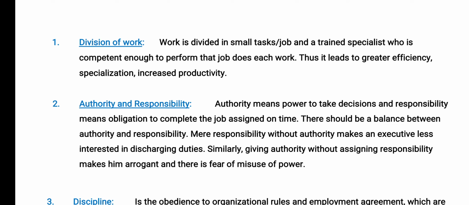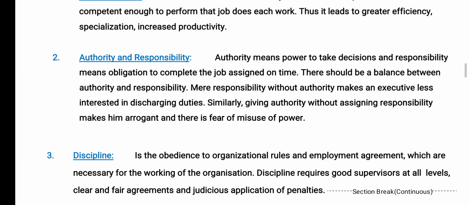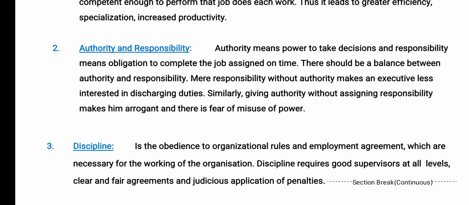Now we move towards the next principle, that is authority and responsibility. First of all, I want to clear the meaning of authority and responsibility. Authority is the right to give orders and obtain obedience, and responsibility is the corollary of authority, which means that if some work is given to you, you are responsible, you have to do that work at that particular time. So, in simple words, we can say authority means power to take decisions, and responsibility means obligation to complete the job assigned on time.